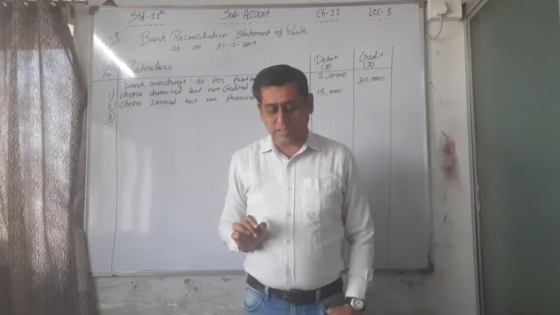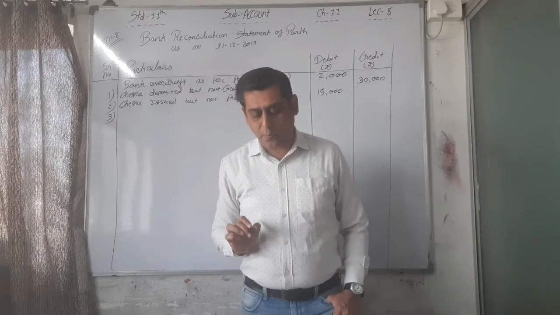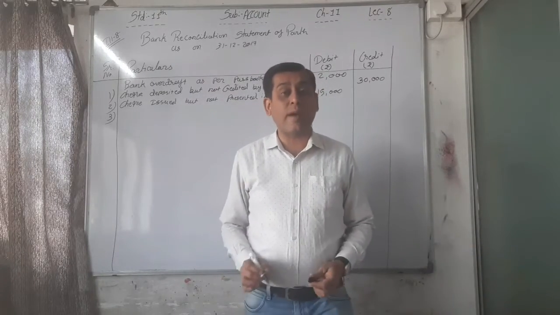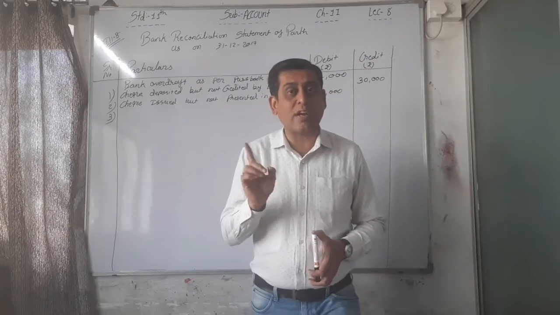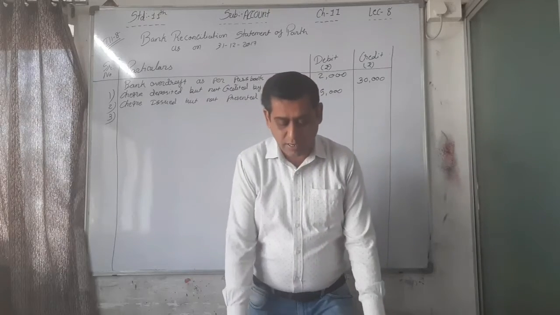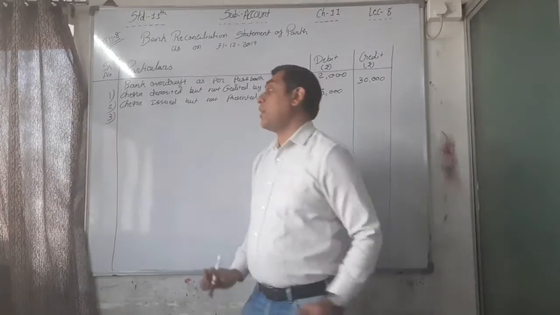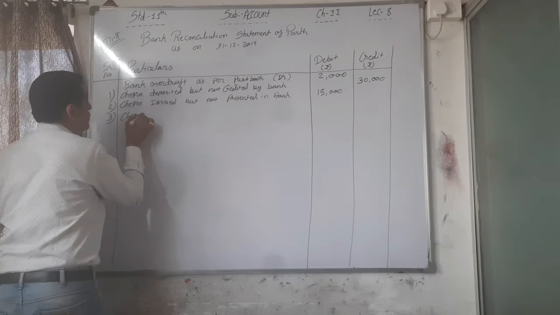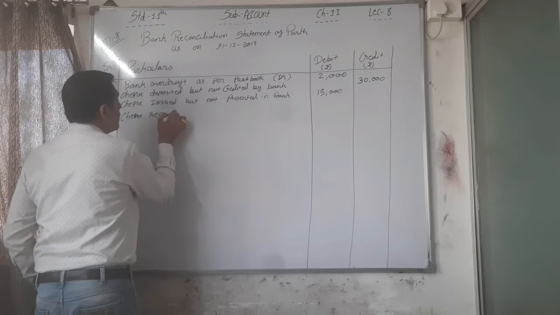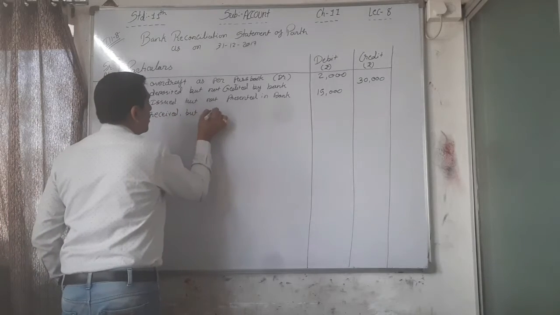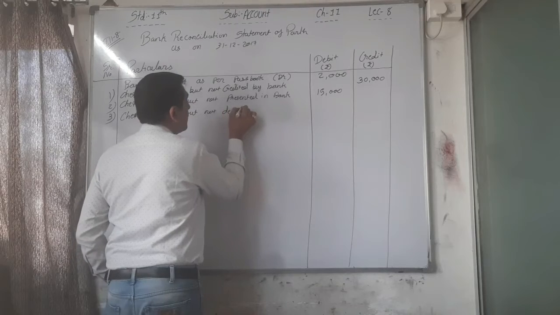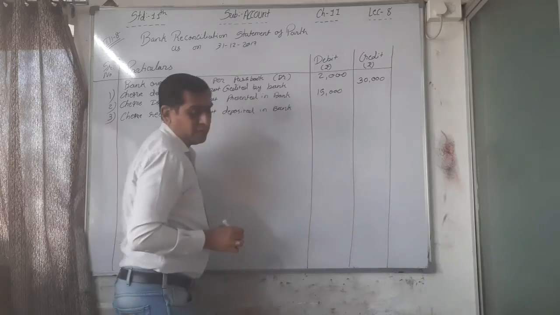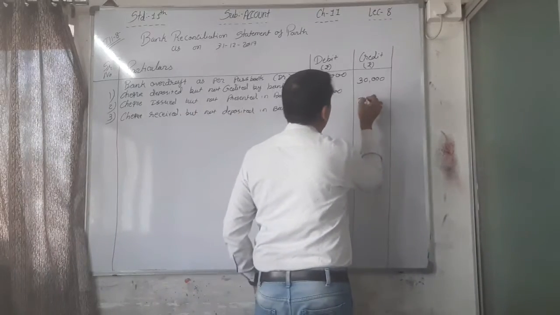Now the third situation: check of rupees 20,000 received and recorded in the cash book but not deposited with bank. Again, check received but not deposited into the bank, or recorded in the cash book but not deposited in the bank. Just like this, credit. Check received but not deposited in the bank. Again credit. So 20,000 on the credit side.